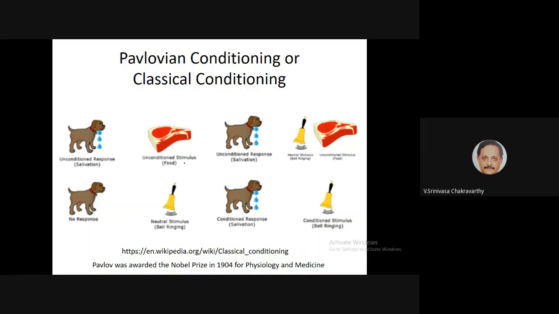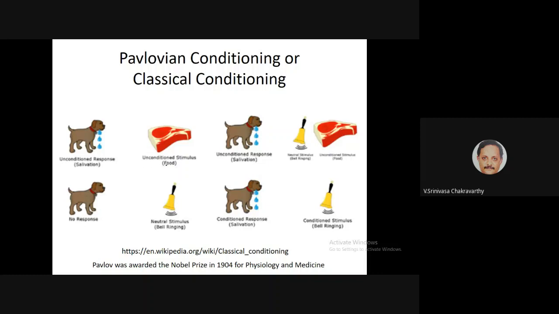So there is a pairing between the white coat and the meat plate. That is what Pavlov observed, and then he wanted to study that more systematically. So the direction of the research changed. Originally, it was to study digestion in these animals, and it got transformed into a study on learning. How do animals learn? How do animals learn to update their stimulus response behavior?